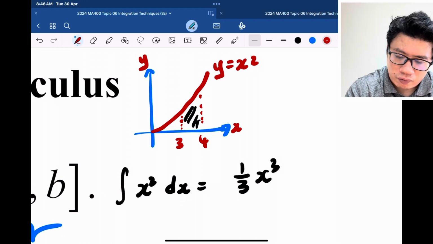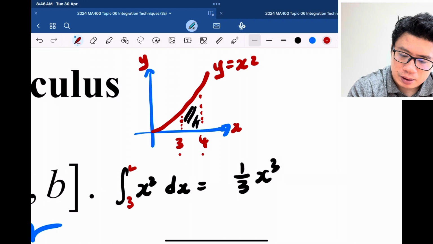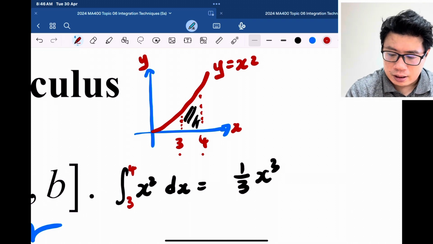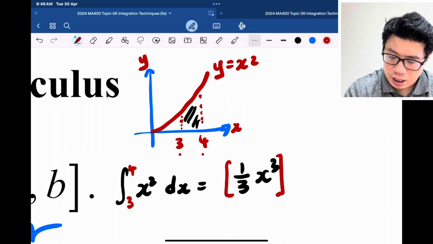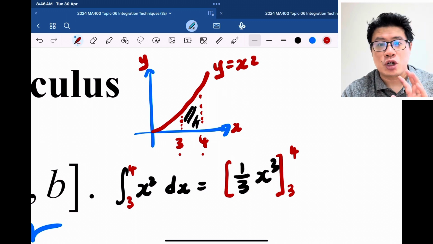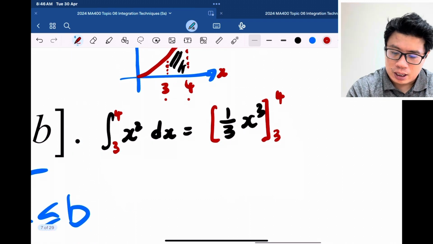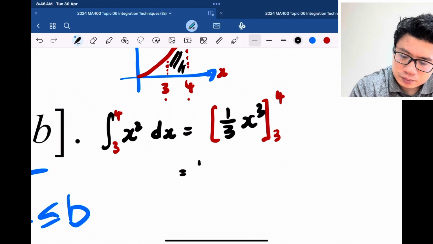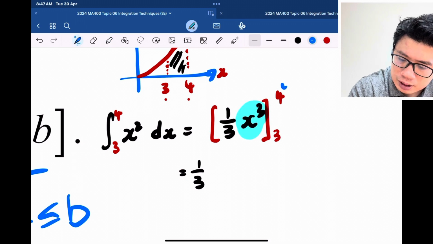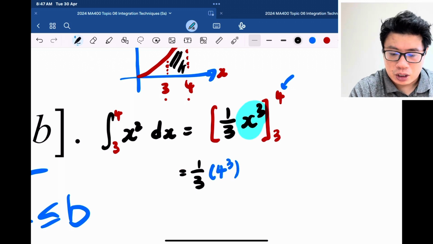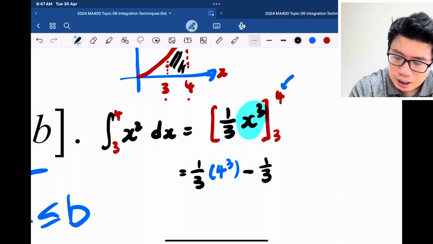Okay, so when I want to find the integral from 3 to 4, I'm going to put the lower limit and upper limit, 3 to 4, and I will draw a square bracket around my integral from 3 to 4. Let me show you how I calculate. So see carefully, pay attention. This will be 1/3. I'm going to use my substitution in blue. So you notice this part in blue. This will be 1/3. I'm going to sub in 4 cubed, minus 1/3. I'm going to sub in 3 cubed.